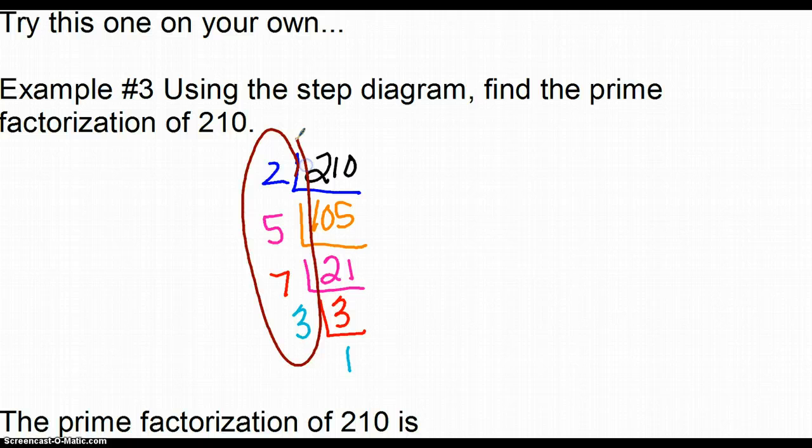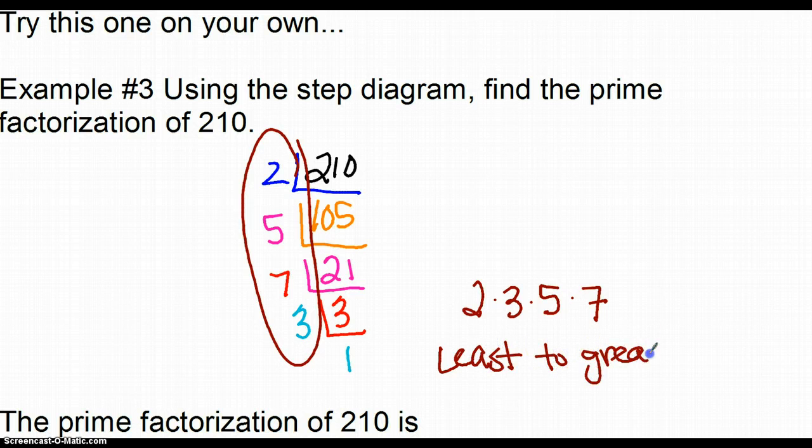I look at this side, and I'm left with 2 times 3 times 5 times 7. Now notice how I didn't write 2, 5, 7, 3. I wrote them in ascending order. Ascending means from least to greatest. So your final answer is 2 times 3 times 5 times 7. There are no exponents in here because there are no double prime numbers.